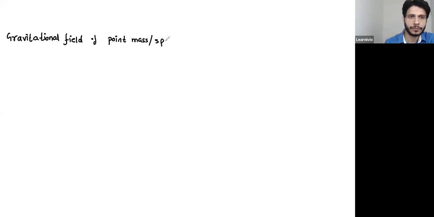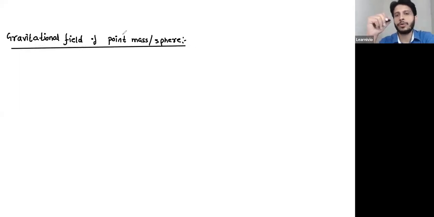or a sphere. In your syllabus, you just have to solve a sphere or a point mass. No need to calculate for a disk or rod. It's not a part of your syllabus. In your syllabus, you only need the gravitational field of a point mass or of a sphere. For both point mass as well as sphere, the relation is the same.